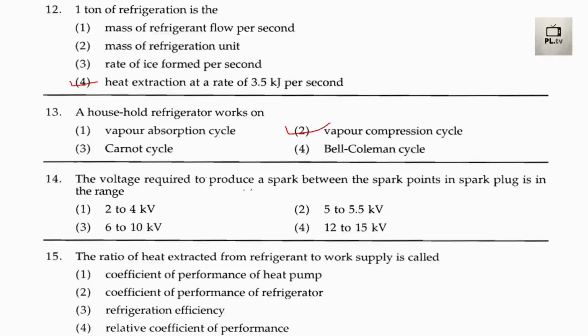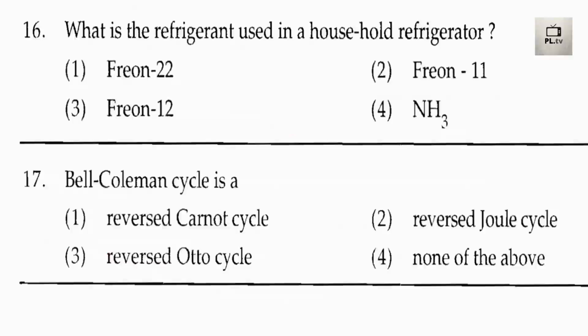The voltage required to produce a spark between the spark points in the spark plug is in the range of, the correct answer is 12 to 15 kilovolt. Actually it requires 12,000 volt, so this is correct. The ratio of heat extracted from the refrigerant to the work supplied is called the coefficient of performance of the refrigerator. Yes, this is correct.